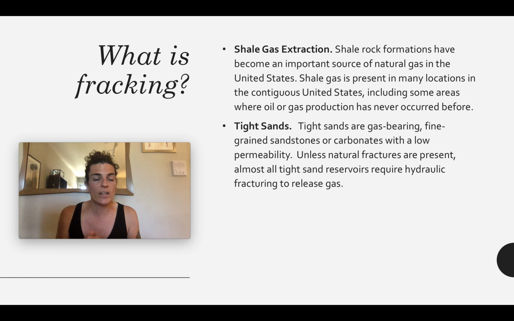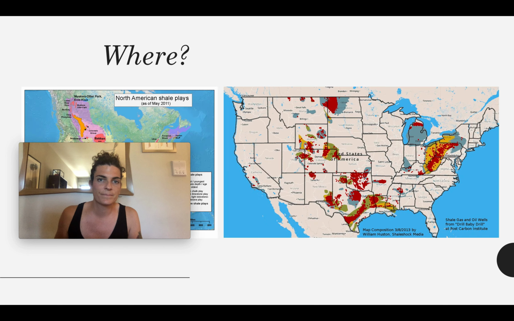You can also get oil and gas through fracking from tight sands. Very similar to shale. It's like a fine-grained sandstone or a carbonate with a fairly low permeability, but in all of those little holes, you have little bits of oil and gas that can be removed through hydraulic fracturing.